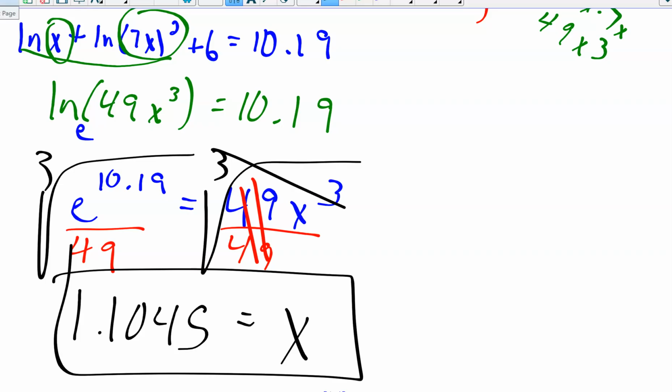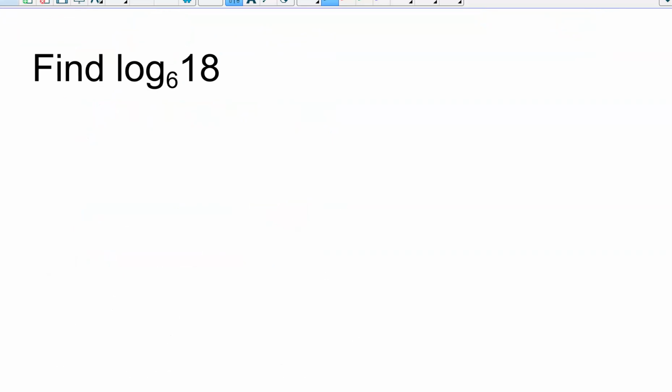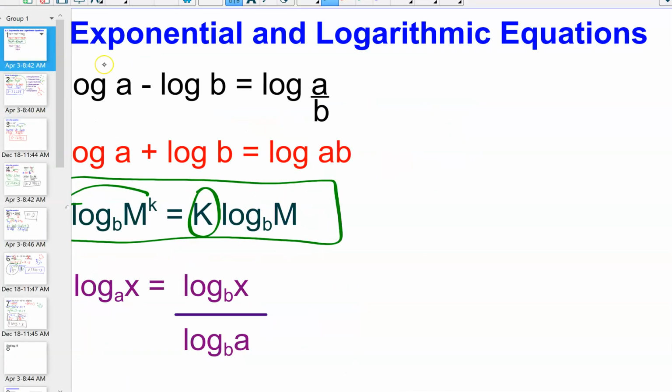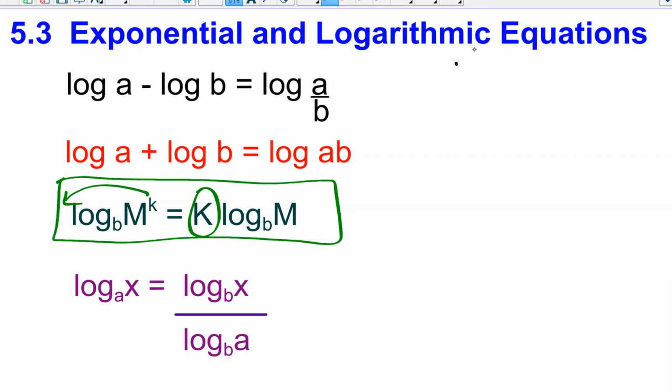Okay, so the next one is the change of base. And I don't know if that was in our notes or not. I don't see it. So I will put it there. I'm going to actually go back to the very beginning, and I'm going to add a couple things on the screen right here that we had.